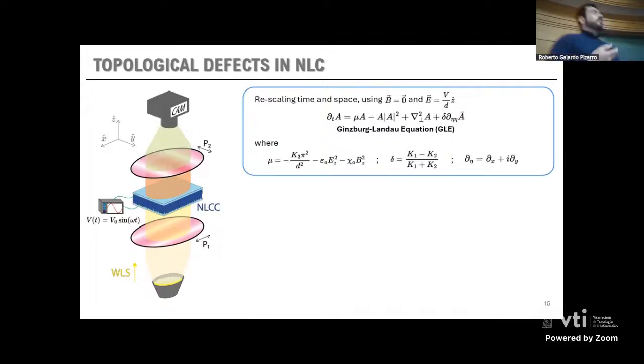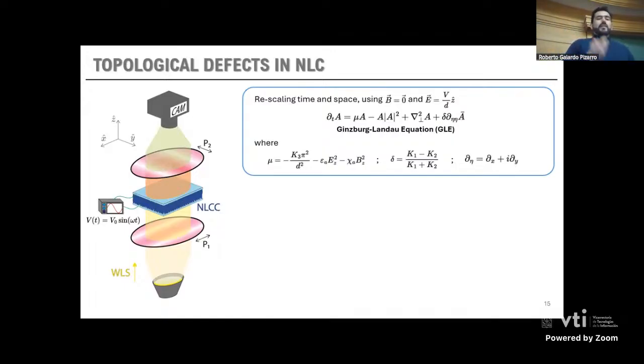In this particular case, mu is the bifurcation parameter. It has to do with whether we are above or below the Freedericksz transition. Delta will be an elastic anisotropy, which will tell us if the order parameter will be more twisted or splayed around the different singularities. And we have this Galilean derivative that allows us to write this equation a little more consistently.